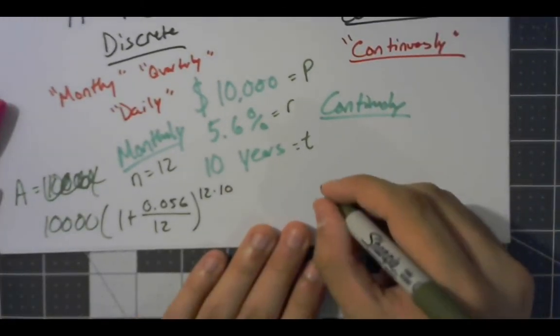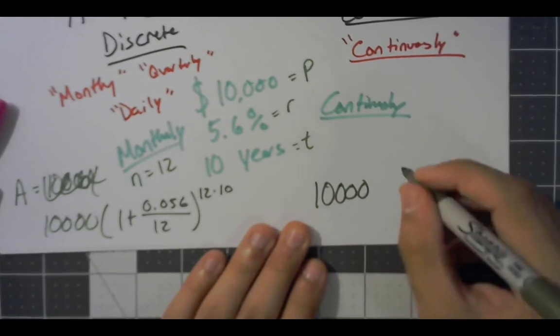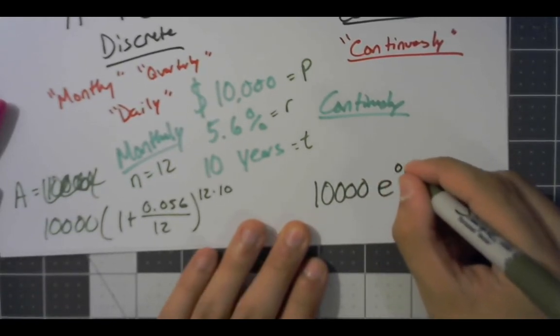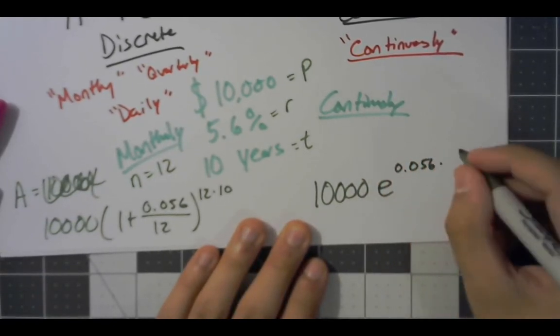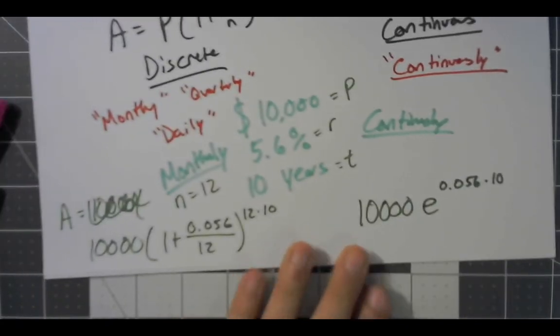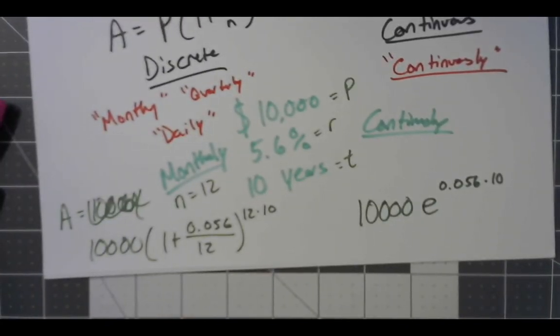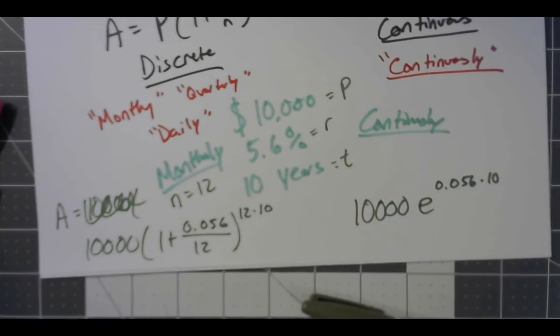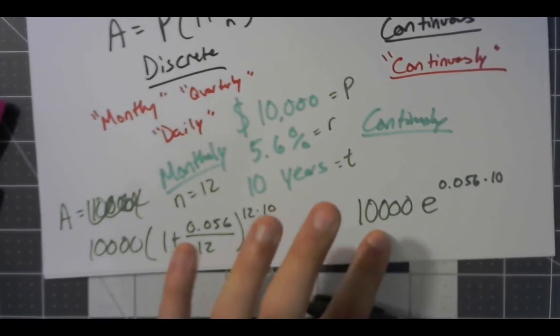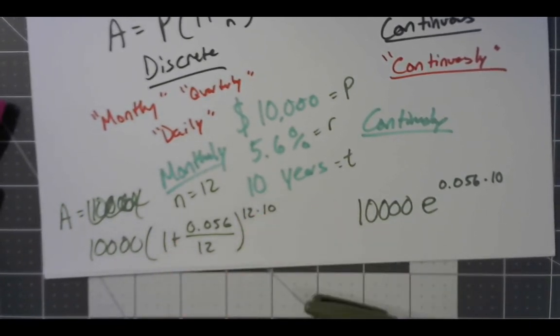Over here, 10,000 e to the 0.056 times 10. So those are my two setups. Let me plug those in the calculator. Let me plug this one in and see what I get.